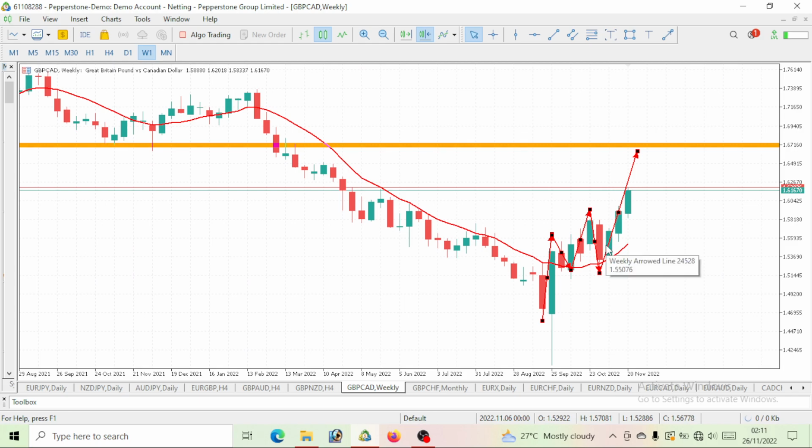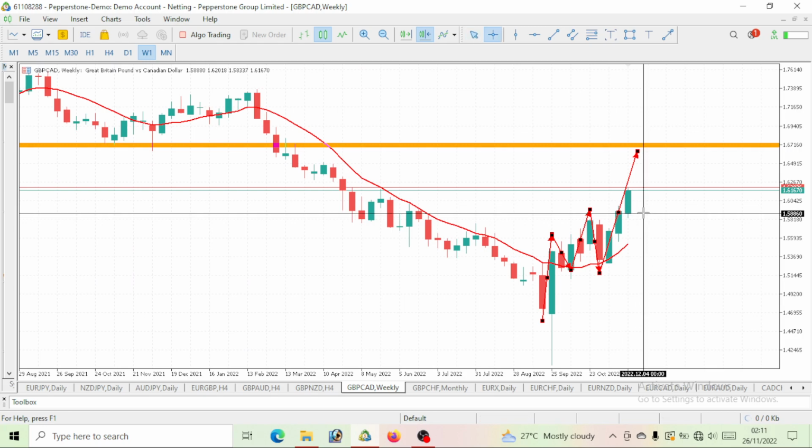So 3 weeks ago we actually opened and closed bullish. 2 weeks ago we actually opened and closed bullish. The week that just finished, we actually opened and closed bullish. I think we made about 200 pips, close to 300 pips, right?